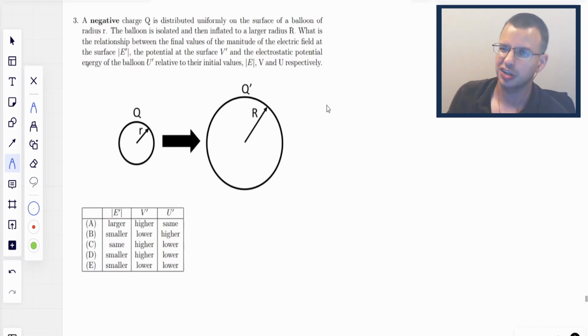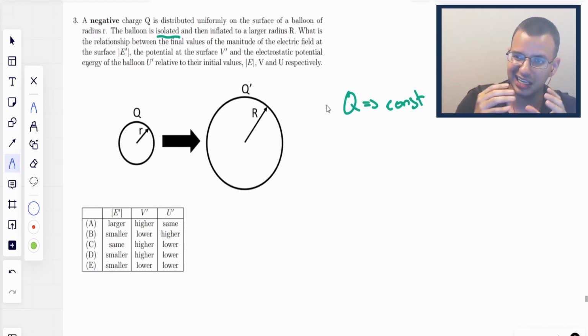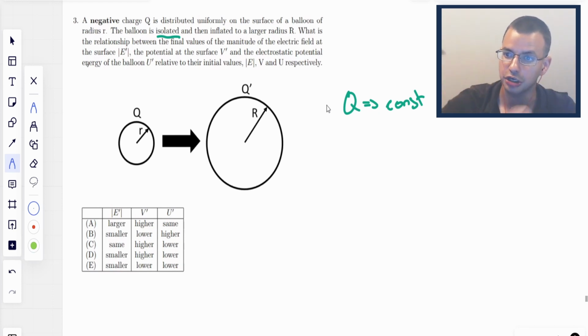okay, isolated from the charge source probably. That way, what they're saying here is that the charge stays the same. Q is constant because they put the charge on the balloon, isolate it. Now when it gets bigger and smaller, the charge can't escape. So the charge density might lower because the surface area gets bigger, but the number of charges stays the same. That's what they mean by isolated.